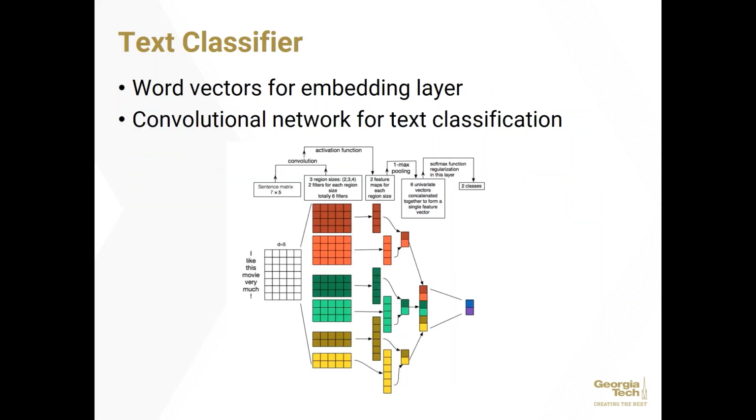Next is to build the text classifier to detect whether a tweet belongs to our event or not. I used the word vectors I mentioned before for the embedding layer, and I used a convolutional neural network for the text classification. Below is the graph that shows how the convolutional neural network works for the text classification task.